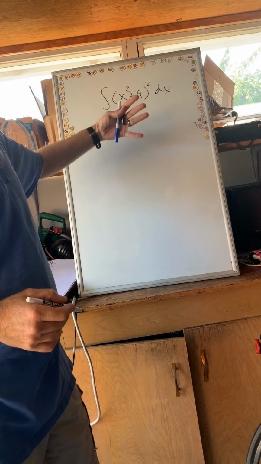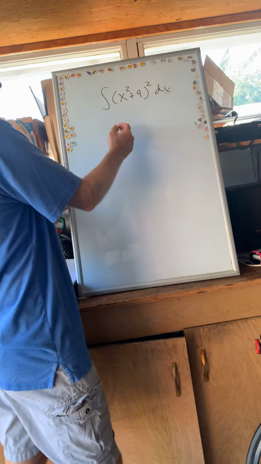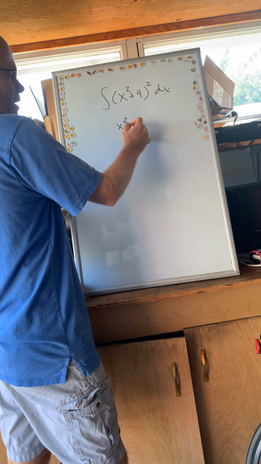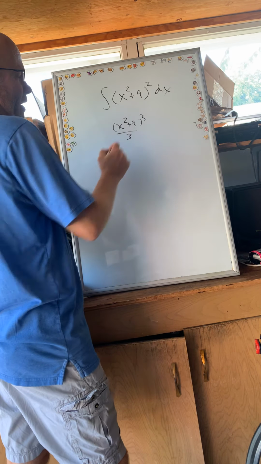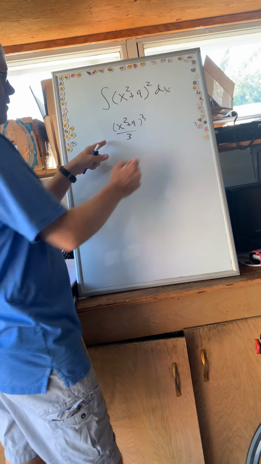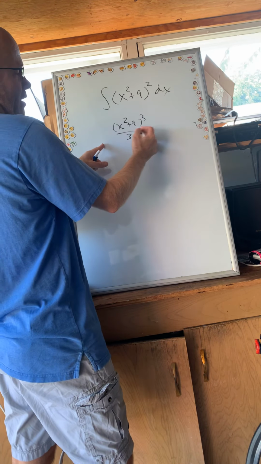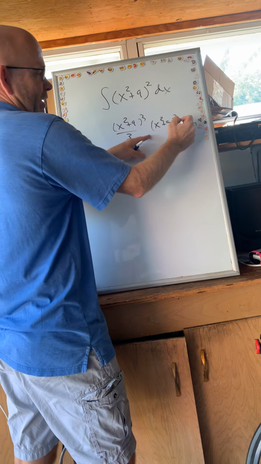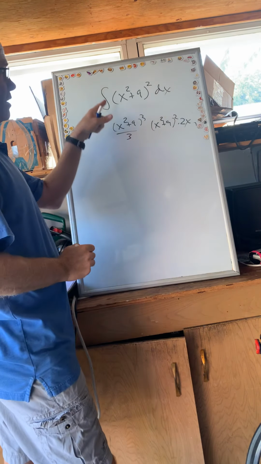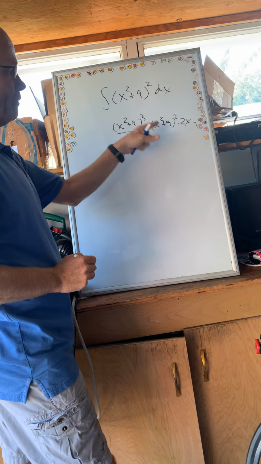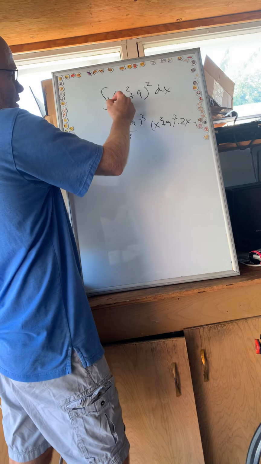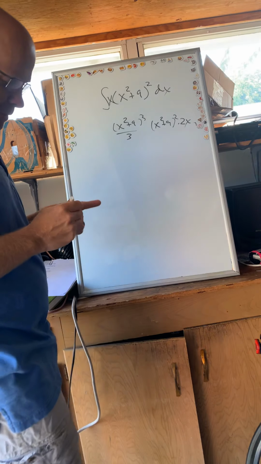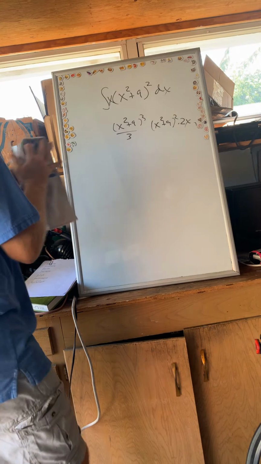Power rule doesn't work. Notice if I were to try a power rule and do x squared plus 9 to the third over 3, if I check this with my derivative, drop that power, I get x squared plus 9 squared, which is right, but then I also get times 2x. So this problem would actually be easier. Notice that doesn't work, but if that x was in this problem in the first place, it would actually be an even easier problem to do.